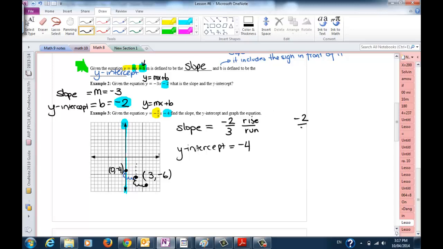Alternatively, you could have done 2 up and then 3 to the left, because the number would still be negative. So alternatively, you could go 1, 2, and 1, 2, 3. And we've got a 4th point. And the idea is that all of these points come together to create a straight line. I know that we're not all perfect at drawing straight lines, but just do your best. And of course we want the equation on here, y equals -2 over 3x minus 4.